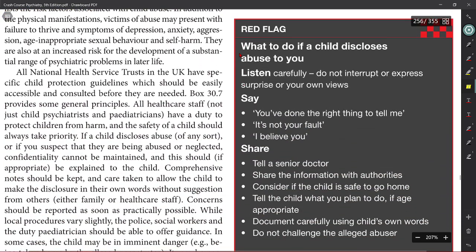Another red flag. What to do if a child discloses abuse to you? First, listen. Then say, then share. Listen carefully. Do not interrupt or express surprise or your own views. Say, you have done the right thing to tell me. It's not your fault. I believe you. Share. Tell a senior doctor. Share the information with the authorities. Consider if the child is safe to go home. Tell the child what you plan to do if age appropriate. Document carefully using the child's own words. Do not confront the alleged abuser.